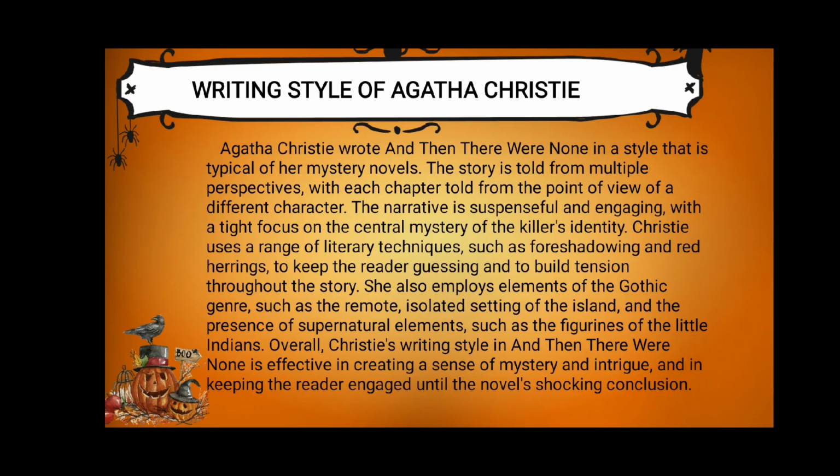Agatha Christie wrote And Then There Were None in a style that is typical of her mystery novels. The story is told from multiple perspectives, with each chapter told from the point of view of a different character. The narrative is suspenseful and engaging, with a tight focus on the central mystery of the killer's identity. Christie uses a range of literary techniques, such as foreshadowing and red herrings, to keep the reader guessing and to build tension throughout the story.